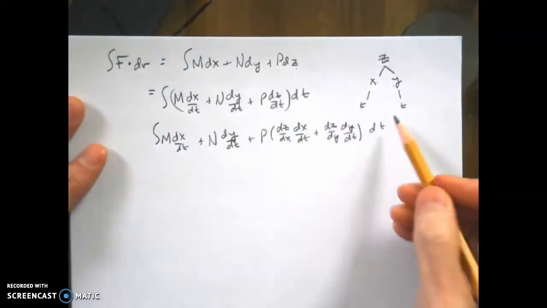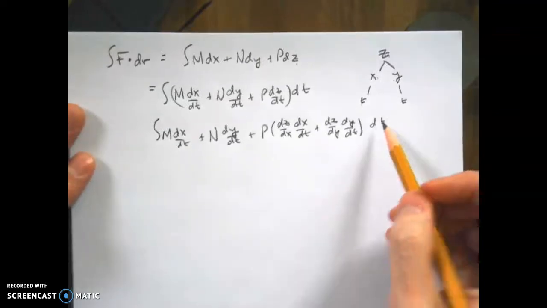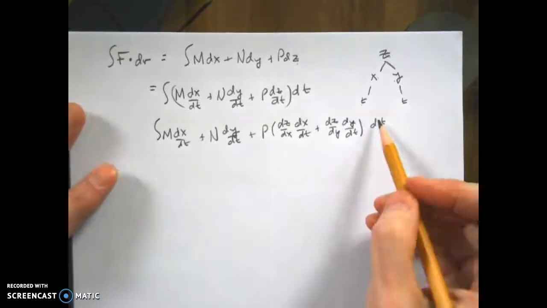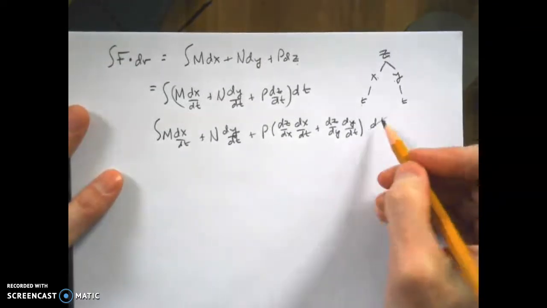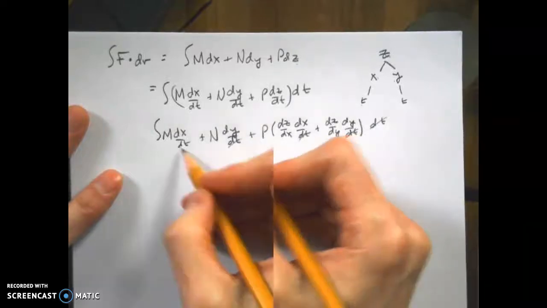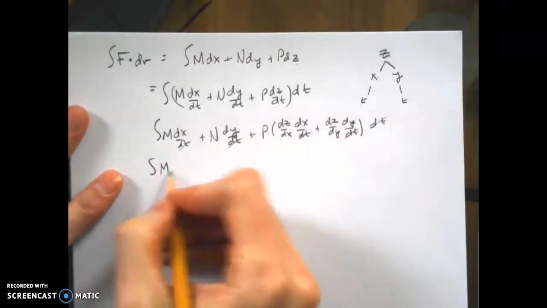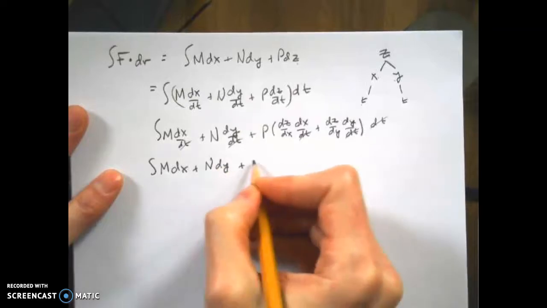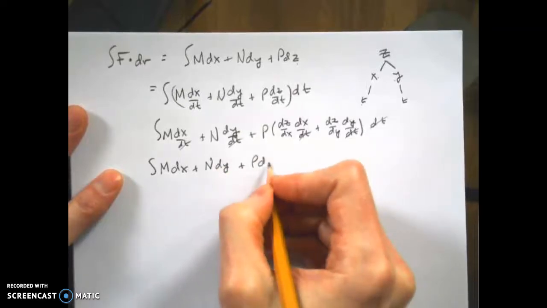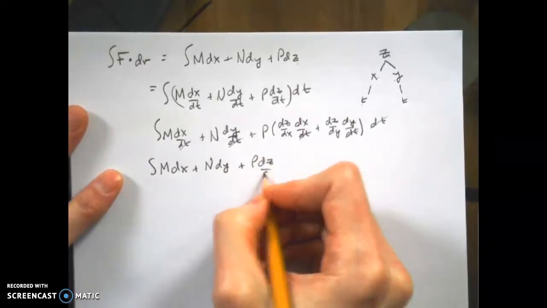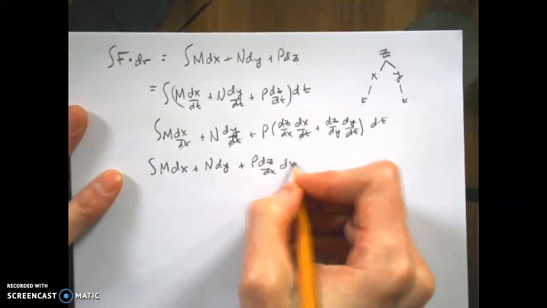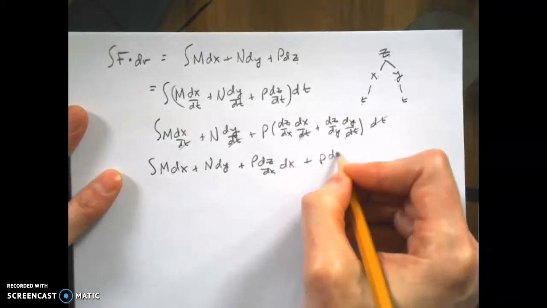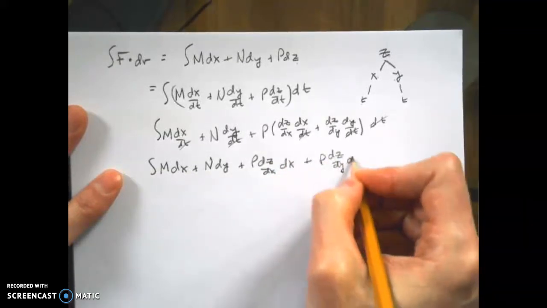Okay, now I'm going to take these dt's and I'm going to cancel them. Actually, yeah, I'm going to cancel this dt with this one and this one and this one and this one. So I really just have m dx plus n dy plus p dz/dx dx plus p dz/dy dy.